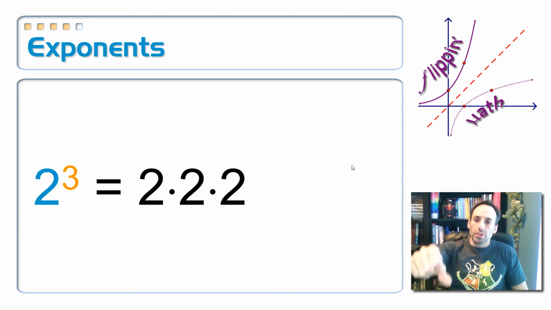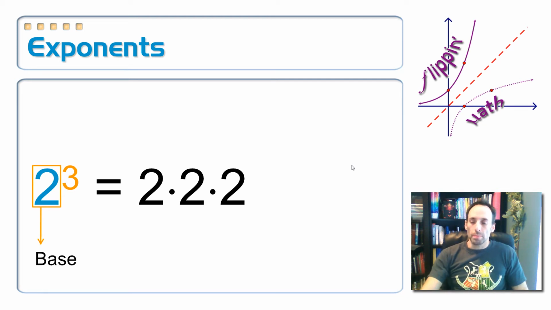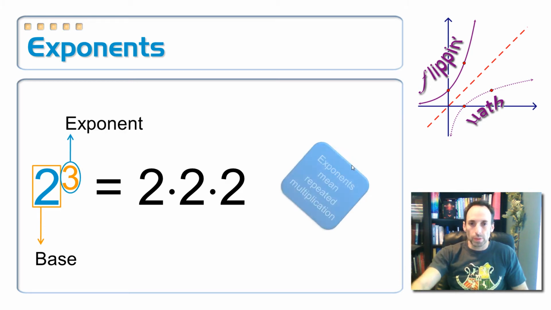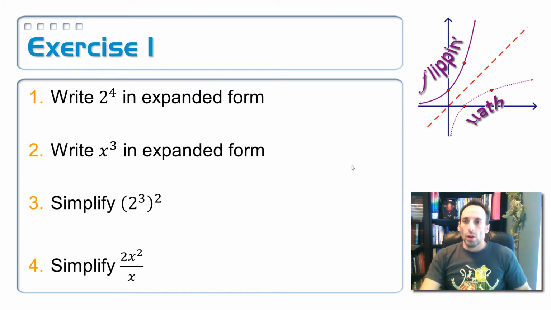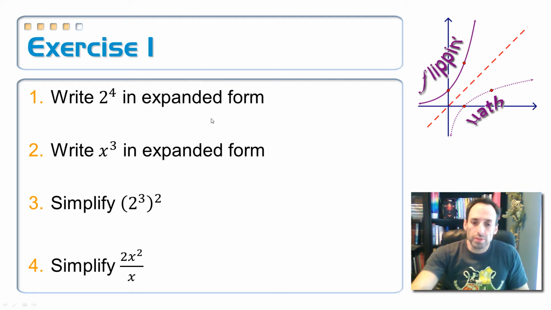So exponents: look at that expression here. 2 to the 3rd is equal to 2 times 2 times 2, because what we just said is that exponents simply mean repeated multiplication. The big 2 there is called the base, and the 3 there is the exponent. So on this first exercise, let's just expand out or simplify these expressions. This will help us in the little investigation you're going to do to rediscover the properties of exponents.